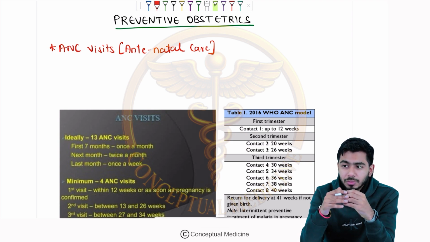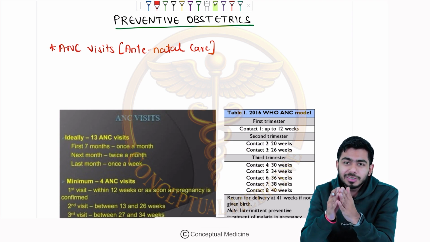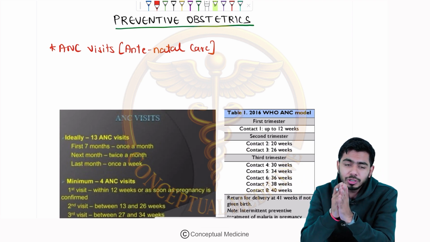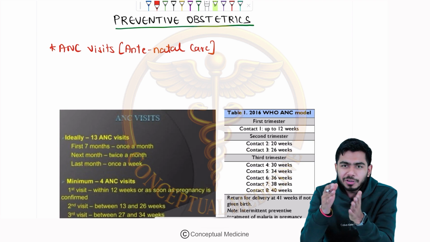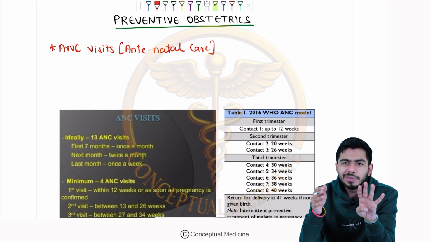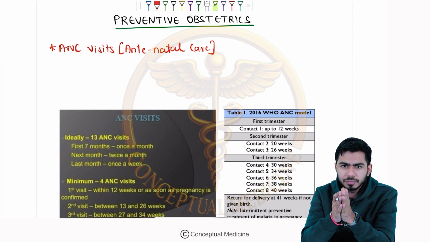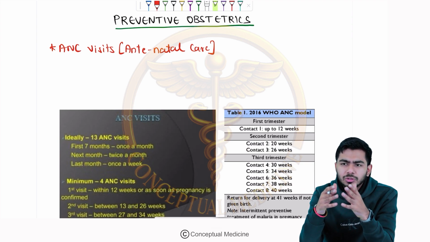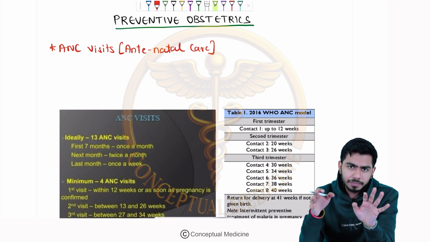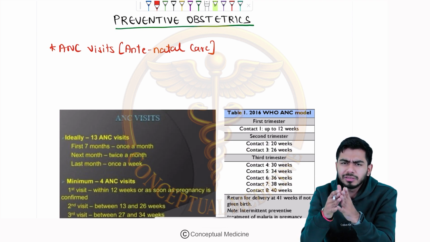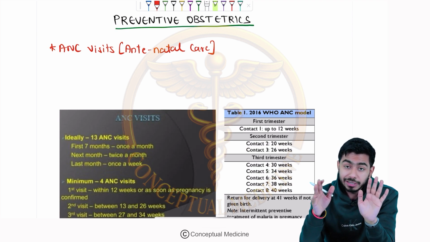WHO says that there should be 8 visits before the birth of the baby, from the pregnancy till the birth. Ideally there should be 8 visits according to WHO. But forget about 8 visits. The Government of India says that if a female gets even 4 visits, that is enough, especially in rural areas where females are not able to approach obs-gynae specialist doctors. If there are 4 visits, that is also fine. But if a couple is capable, especially in urban areas, they should have 8 visits.